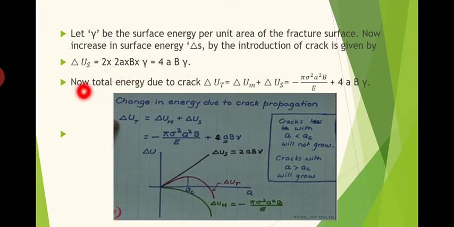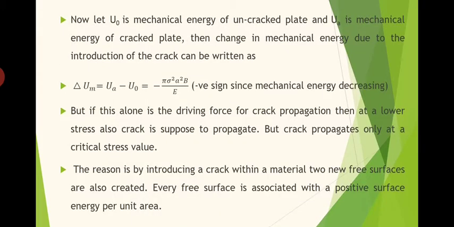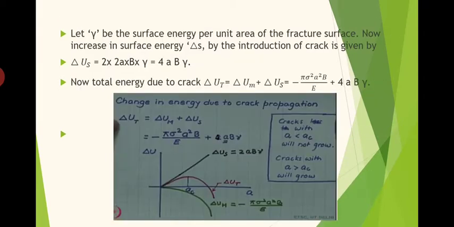Now total energy, see, two types of energy are there. One is mechanical energy, or change in potential energy, we can say, because of the strain energy within that material because of the applied stress. That we have derived, the expression is minus π sigma square a square b by E. Now here you have the second form of energy, that is positive energy, because of the introduction of the crack, that is surface energy. So the expression is 4a into b gamma.